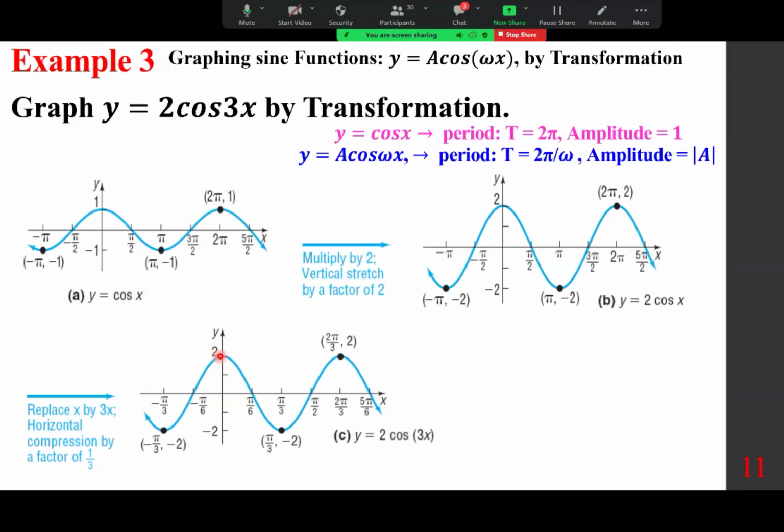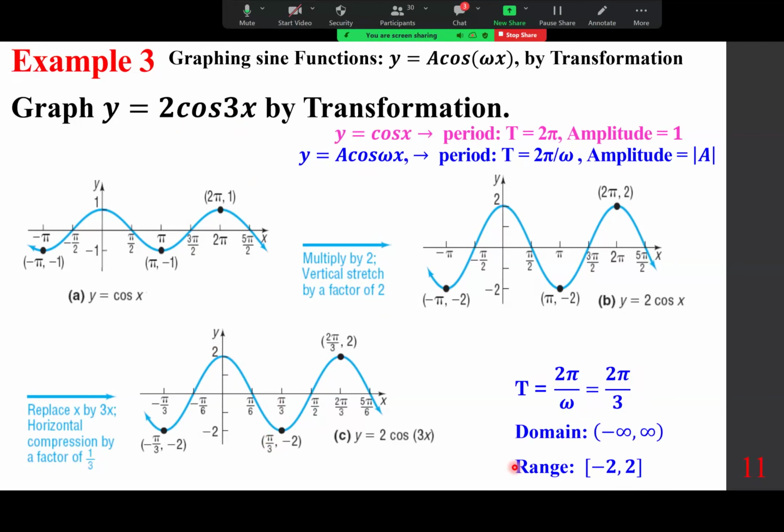So this point remains unchanged. This point, you have to divide the x coordinate by 3, because T is 2 pi over omega, or 2 pi over 3. Domain remains all real numbers. Because of this number 2, that we had a vertical stretch, the range changes from -1 to 1 to -2 to 2. So it doubles up. So it has an effect on that.